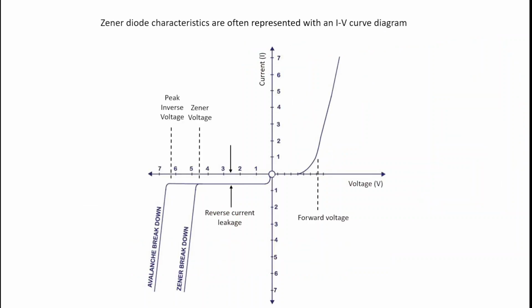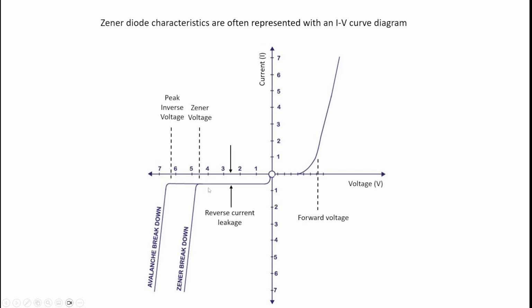Now, just like a standard diode, Zener diode characteristics are often represented with an IV curve diagram. So here we can see it shows that it would act like a standard type of diode if you reach the forward bias or forward voltage in a forward bias connection. Now, normally, Zener diodes are not used for this application, but it's interesting to know that they could be.